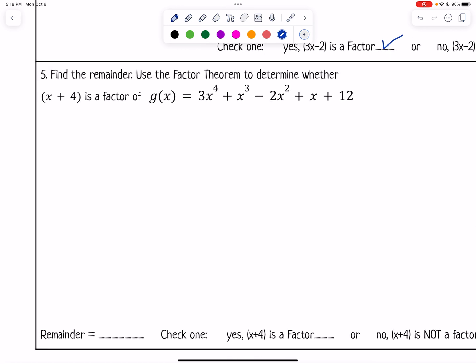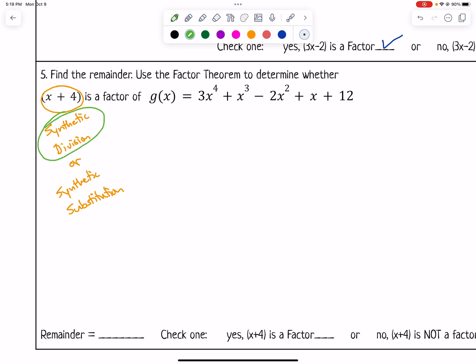So there's actually 2 ways you could work this out. If you want to know if x plus 4 is a factor, you can use synthetic division is one way to do it. Or you can use synthetic substitution. Either way, you get the same result. So synthetic division, I'm going to do first in green.